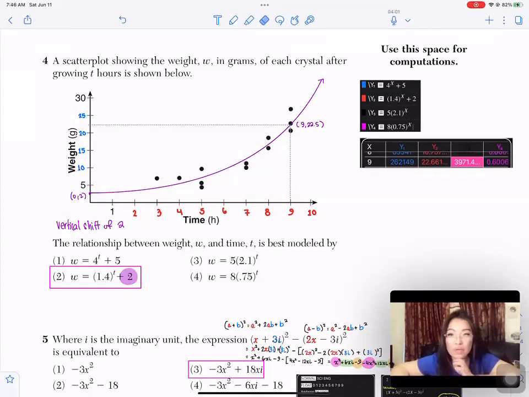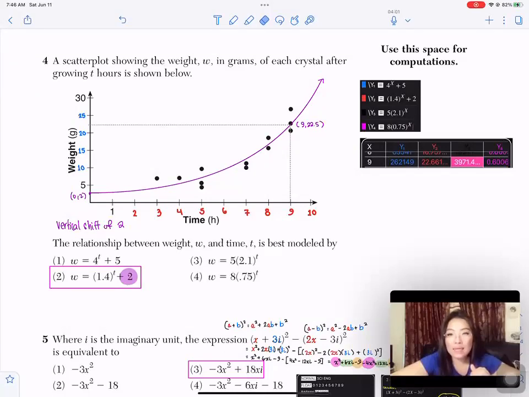You could also do it on your calculator. So on my calculator, I put all the equations 1, 2, 3, and 4 onto y1, y2, y3, and y4. And then I'm going to pick a point. My purple line hits this point 9, 22.5. And I'm going to look at which one gave me the best value that hits that amount. And it happens to be choice 2 because it's 22.6. So that was the closest. So therefore I chose 2.